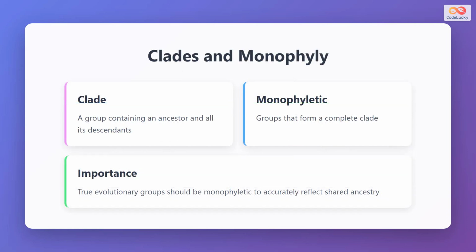A clade is a group containing an ancestor and all its descendants. Groups that form a complete clade are called monophyletic. This concept is important because true evolutionary groups should be monophyletic to accurately reflect shared ancestry. When scientists classify organisms, they aim to create groups that are monophyletic.